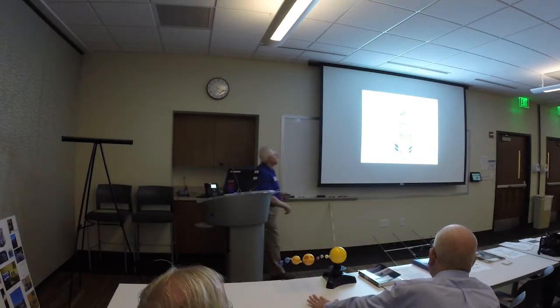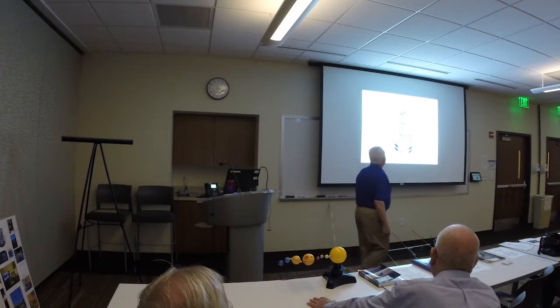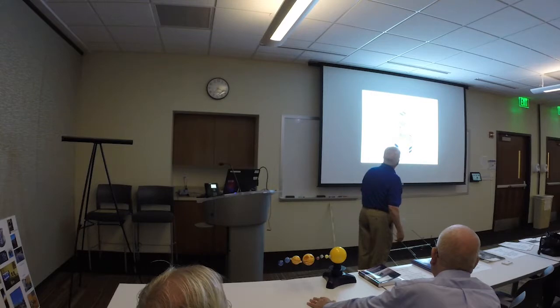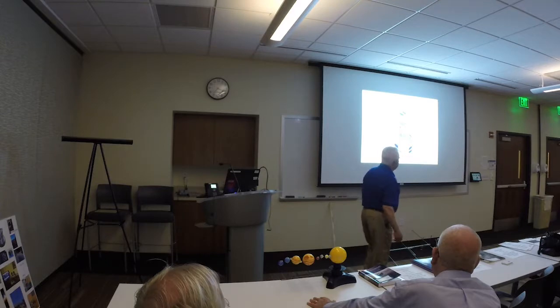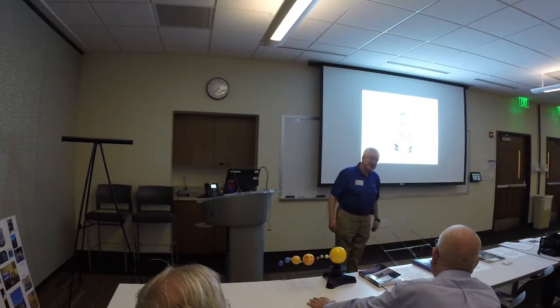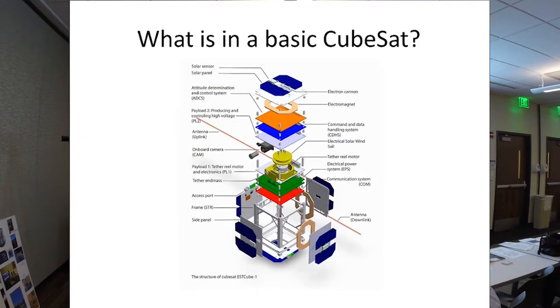What is a basic CubeSat? As you can see here, this is a breakdown of what one CubeSat is. You'll notice on the very top there is a solar sensor. That means it's sensing where the sun's at. The solar panels are the black areas and are all around it. So any direction, or even if it's spinning, it's still accumulating photons to convert into electricity, and the average output is 4.5 volts per solar panel.